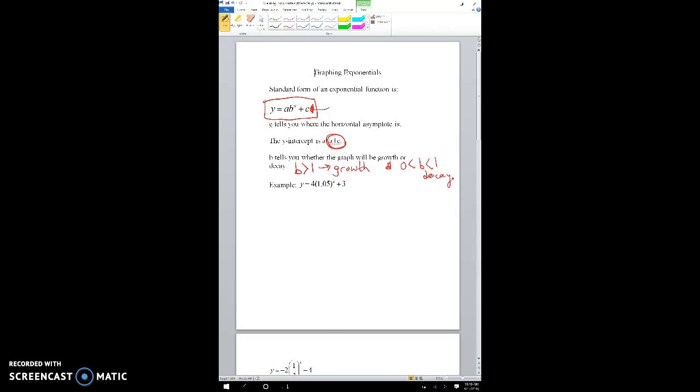Okay, so here's an example. y equals 4 times 1.05 to the x plus 3. So draw my graph. The horizontal asymptote is going to be at 3 because c is 3. The y-intercept is going to be at 7, because that is a plus c. And this is going to be a growth function because the base 1.05 is greater than 1. So the graph is going to look like this. And that's it.